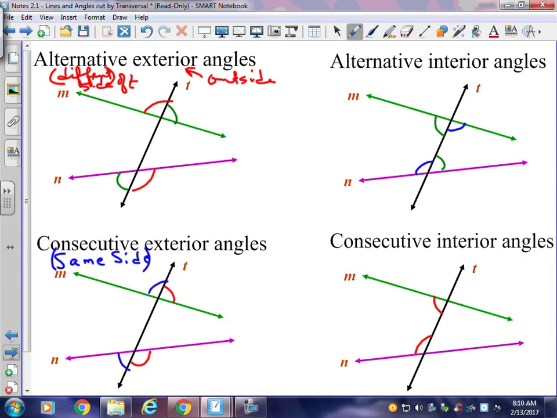Or if I'm on the right side of these two, I want to be on the right side in between the two lines to be consecutive interior, because it means on the same side of T and between your lines. Interior means between. So these angles are not the same size, they're just locations of where these angles are.